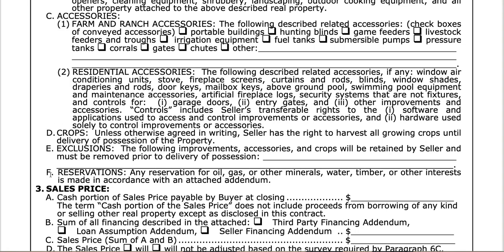Reservations. Any reservations of oil and gas or other minerals, water, timber, or other interests is made in accordance with an attached addendum. So there is an addendum for those. There's a reservation of oil and gas and other minerals addendum. There's the timber addendum. So anything of the reservations need to be added to the contract on another addendum. And then you would add that to paragraph 22, which we'll get to.